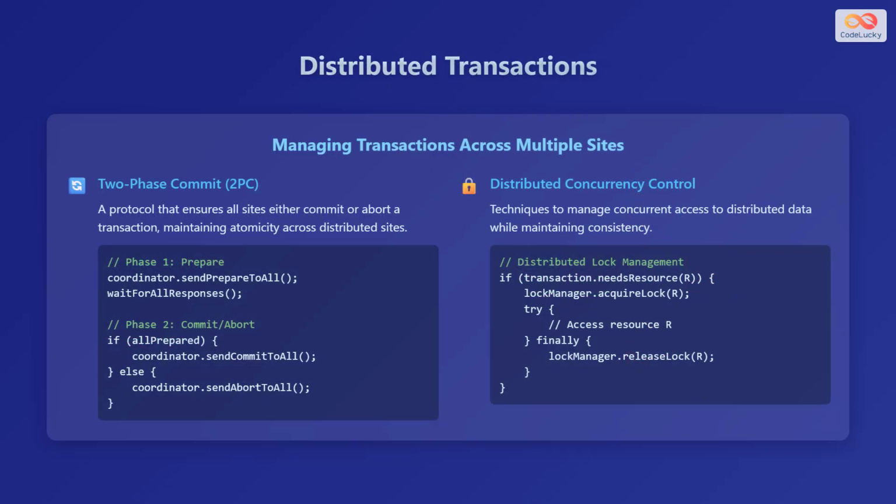Now, let's consider how transactions are managed across multiple sites. Distributed transactions involve coordinating data access and modifications across several databases. The two-phase commit protocol, also known as 2PC, ensures that all sites either commit or abort a transaction together, maintaining atomicity across distributed sites. Additionally, distributed concurrency control techniques are used to manage concurrent access to distributed data while ensuring data consistency.